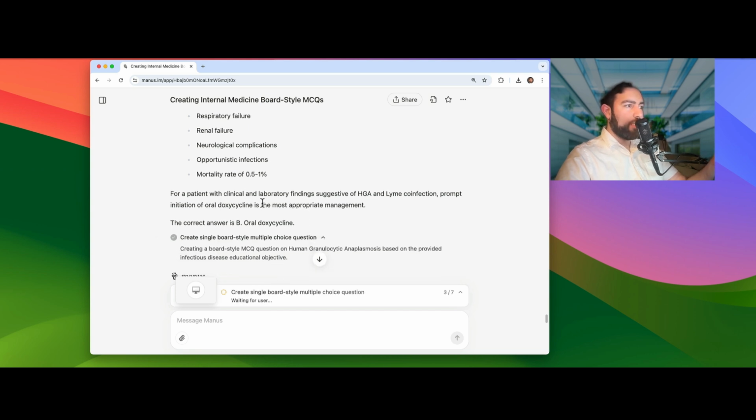And for a patient with a clinical picture such as HGA and Lyme, prompt initiation. So don't wait for the diagnostics. Go ahead and treat. Okay.